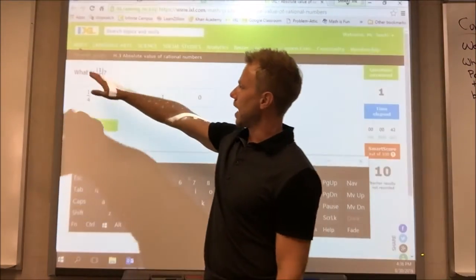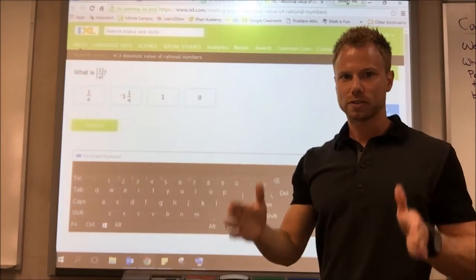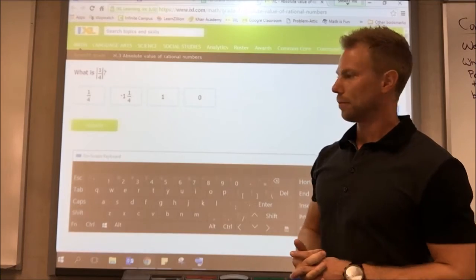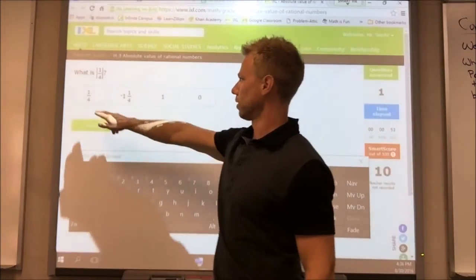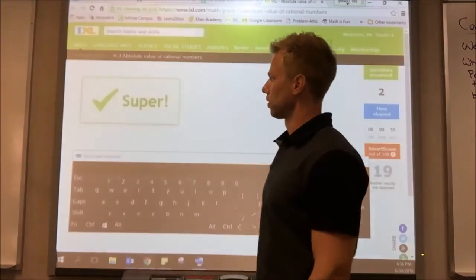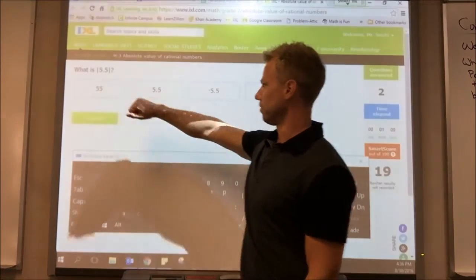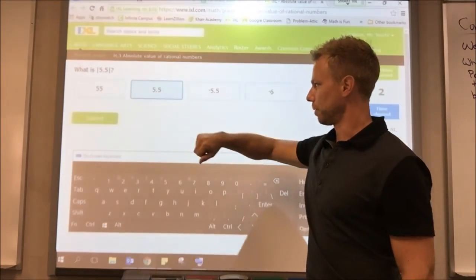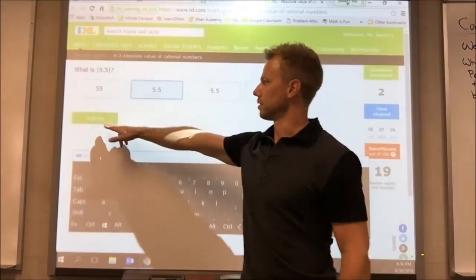Next one says, what is the absolute value of 1/4? Remember those bars around the outside of the number? The rational number means absolute value. So the absolute value of a positive 1/4 is still just 1/4. Okay, what is the absolute value of 5.5? Still going to be a positive 5.5, not a negative. We want the positive value.